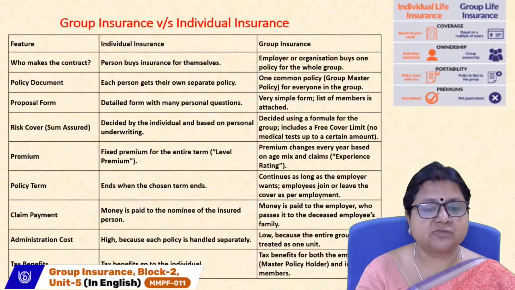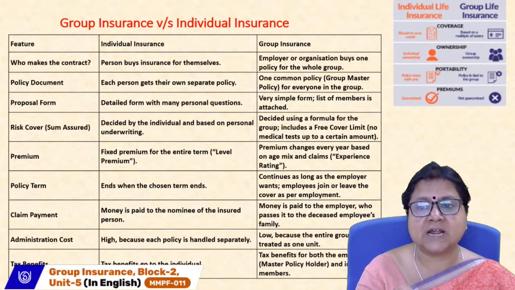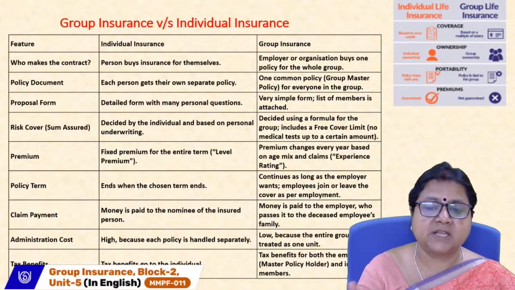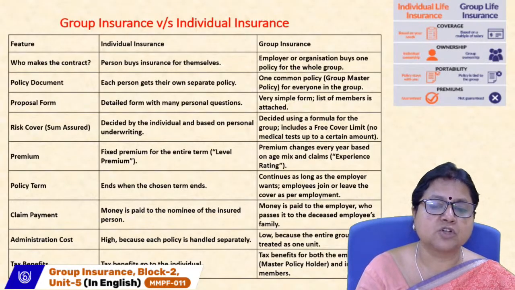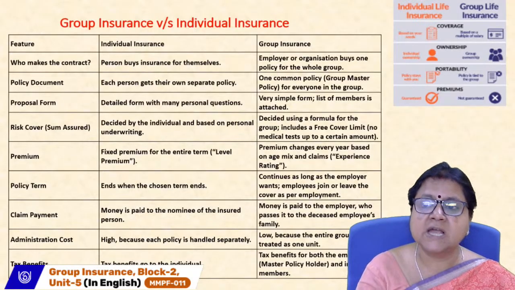There are certain administrative costs also incurred. In case of individual insurance, administrative cost is high because it is catering to the needs of a single person, and each policy is handled separately. But here, since one policy is catering to the need of one particular group, one unit, the administrative cost becomes less. So it is divided among different people. That is why it becomes less.